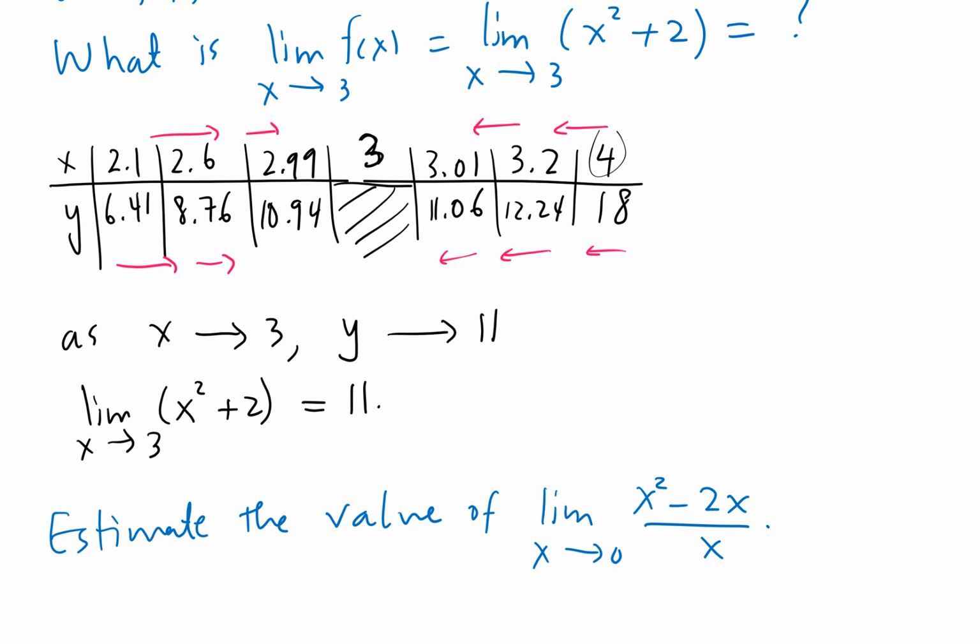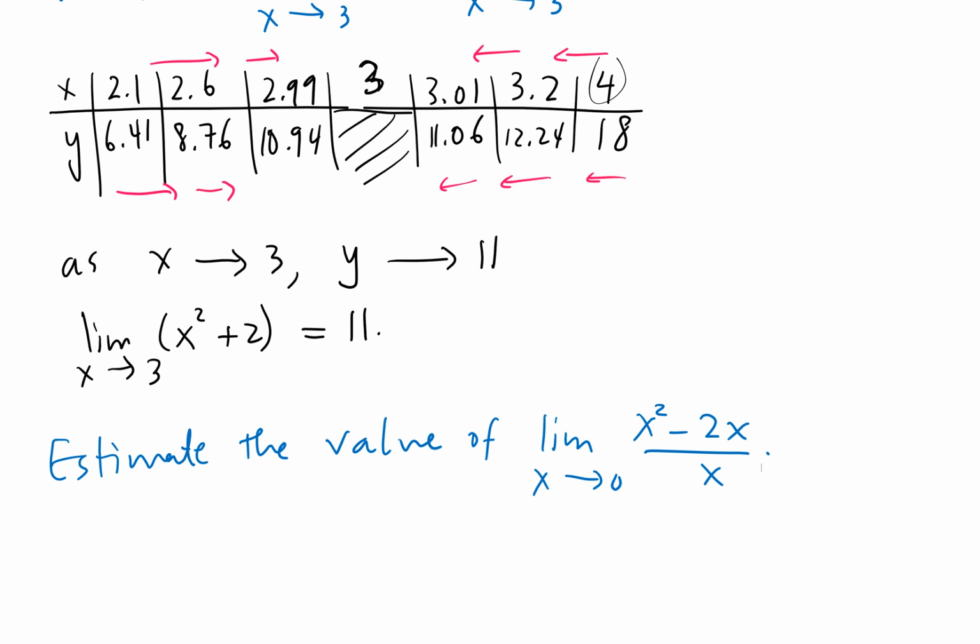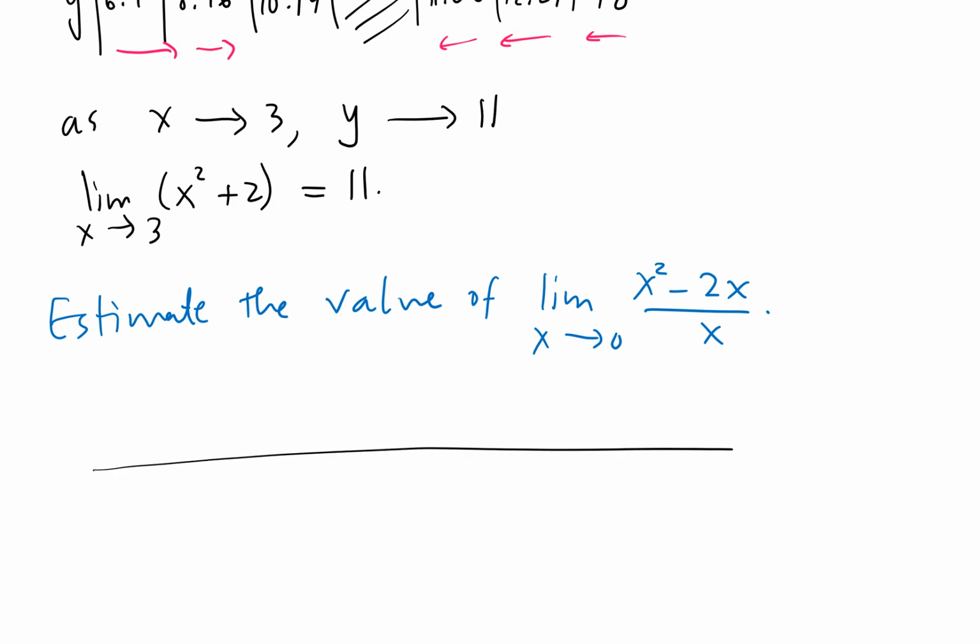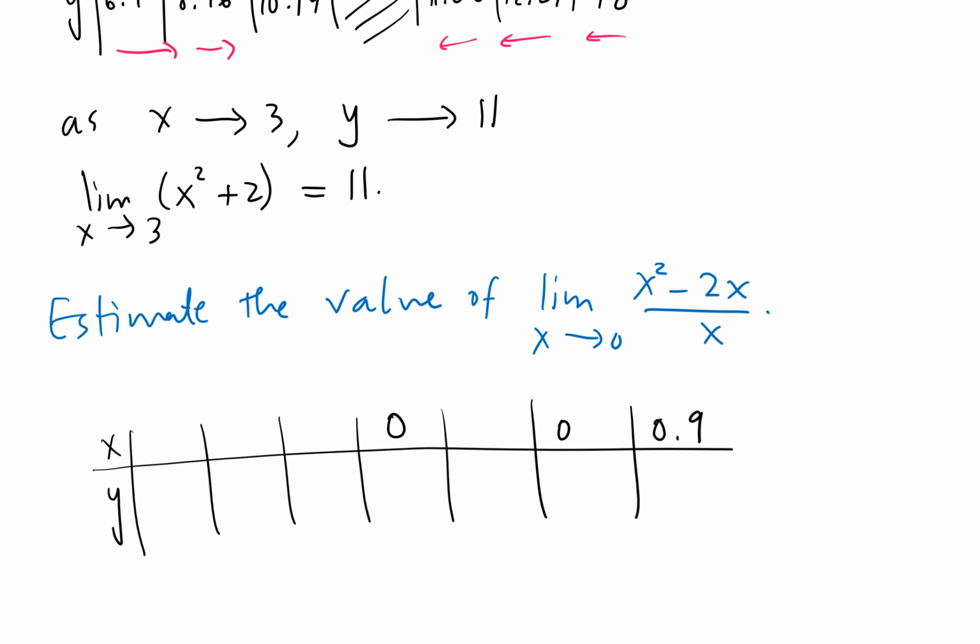Anyone has any questions about this? If not, I'm going to prepare the table for that. X and Y. So 0 goes in the middle here, and then try to pick bigger values and smaller values. So say 0.9 goes here, 0.4, 0.1, and below that I'm going to pick -1, -0.5, and -0.1.